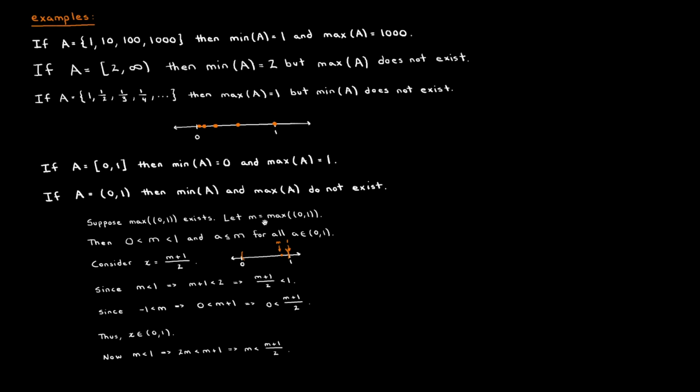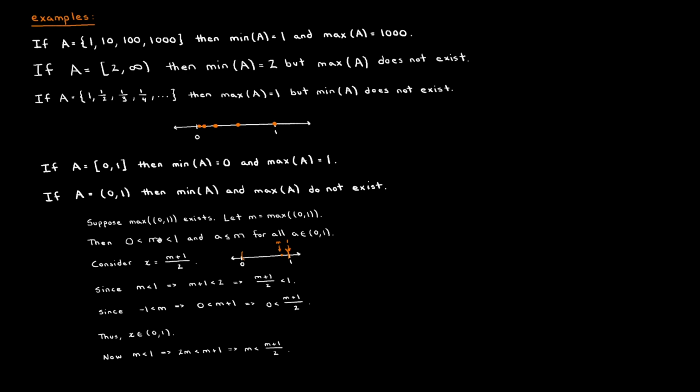Then this m satisfies two conditions. The first one is that it must be actually an element of this interval. That is, m is a number between 0 and 1. And the second condition is that it should be greater than or equal to everything inside this interval from 0 to 1.